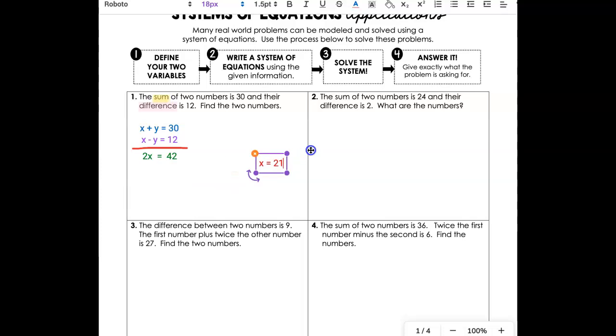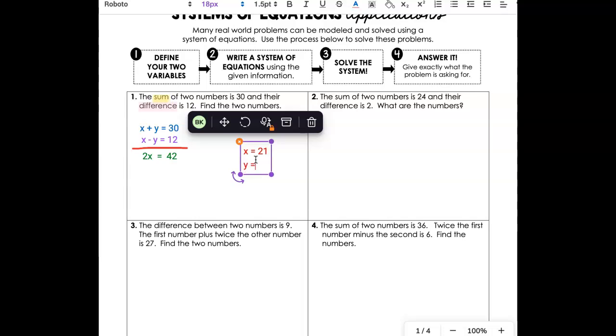And then once we know x is 21, I just plug it in. 21 plus y equals 30, or 21 minus y equals 12. Or I just think about it, and I know that if one number is 21 and I have to add to 30, the other one has to be 9.